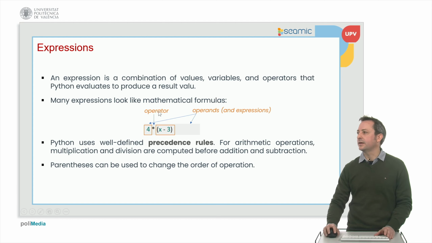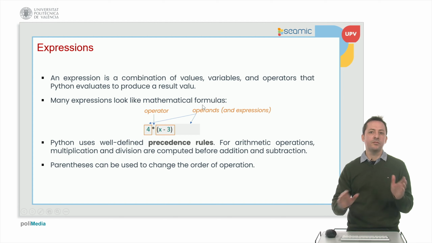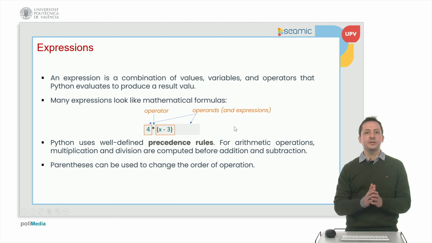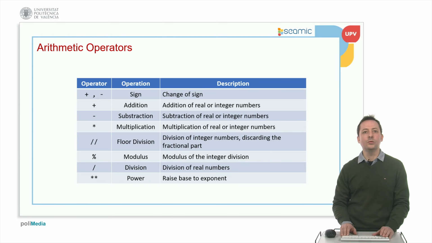Here you can see an expression in which the value 4 is multiplied by the result of taking the variable x and taking the difference of 3. In this case, as you can observe, we can mix values 4 and 3, we can use variables x, and we have operands and operators, in this case, the multiplying or the difference. So these are expressions in order to write some code.